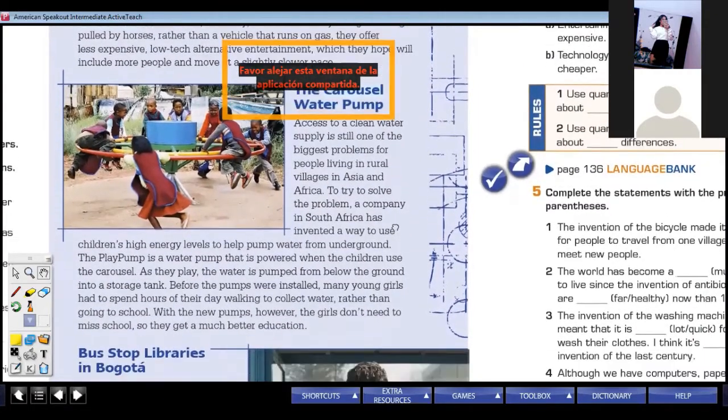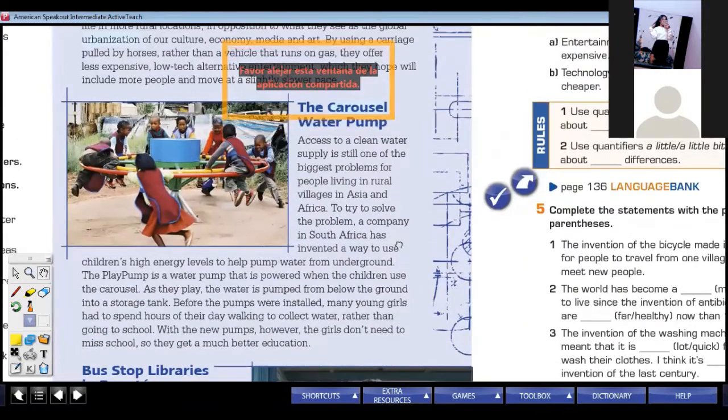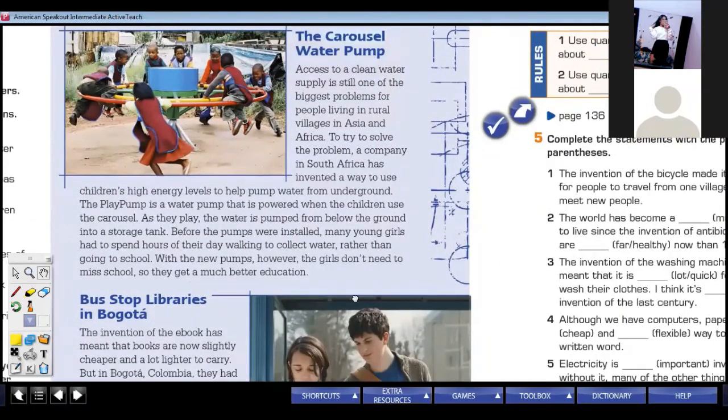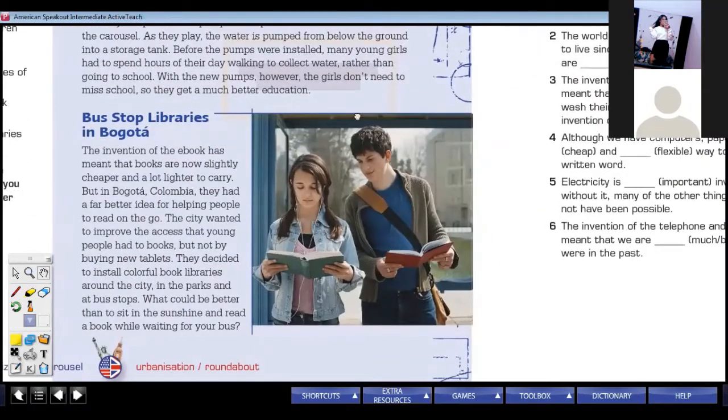Very good, Miss. It was excellent. All right. This is a very good idea. A very good low-tech idea. Good, Miss. That was great. Now, who wants to read the one on Bogota?